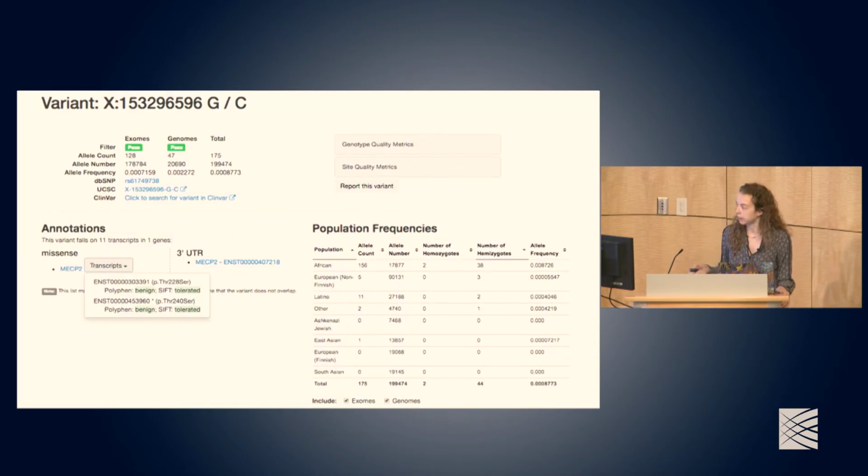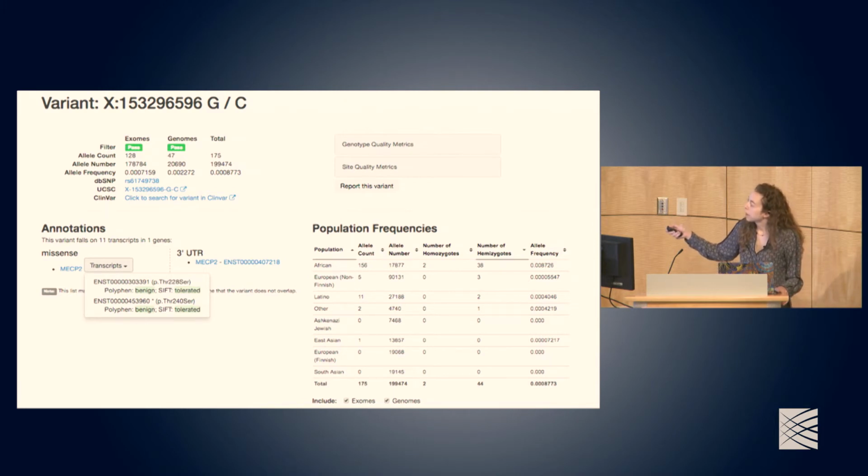So I clicked on that link, and it takes me to the variant page. There's a page for every single variant in the gnomAD data set. At the top, it tells you the total allele count for exomes and for genomes, the total number of people genotyped at these sites in these data sets, and the allele frequencies in exomes and genomes. There's a link to dbSNP, a link out to UCSC, and a link to search if the variant is in ClinVar.